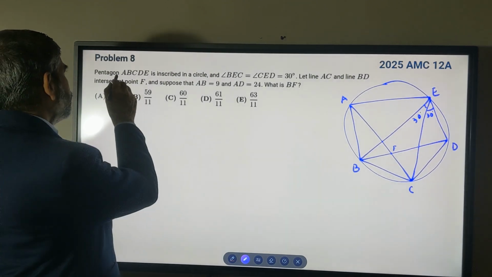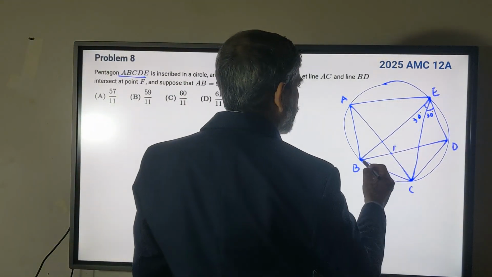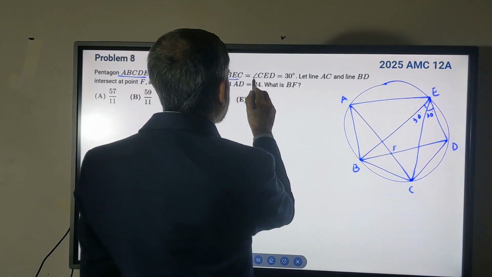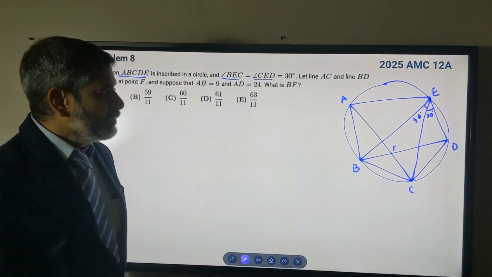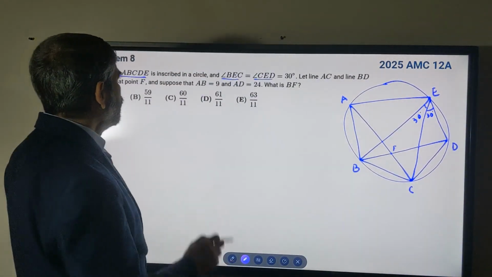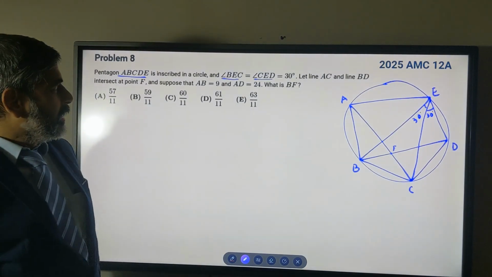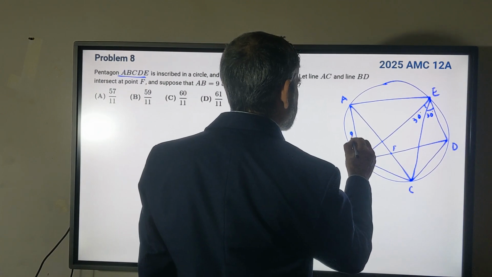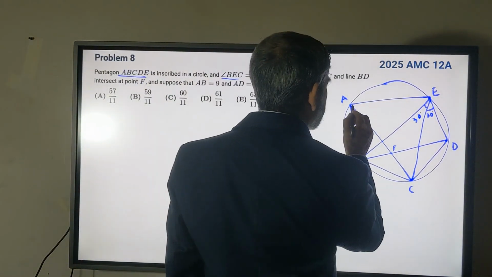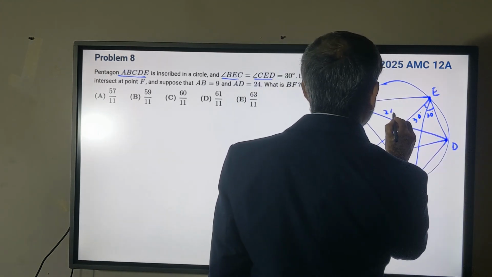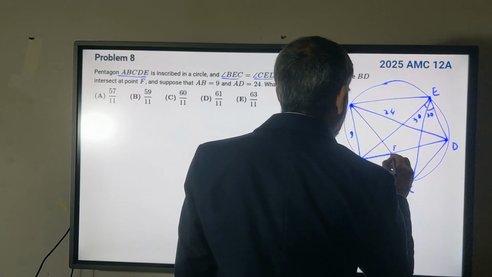Simple to draw. This is the pentagon A, B, C, D, E, and we are given these angles BEC and CED. These are 30 degrees. And then we are given these lines AC and BD. We draw this, they intersect at the point F, and we have been given AB is 9, this side AB is 9, and AD, this line is 24. And what we need to find is this side BF, and I will call it X.